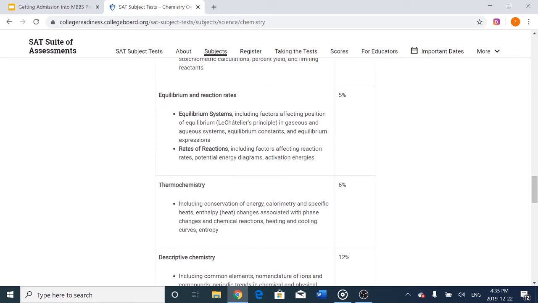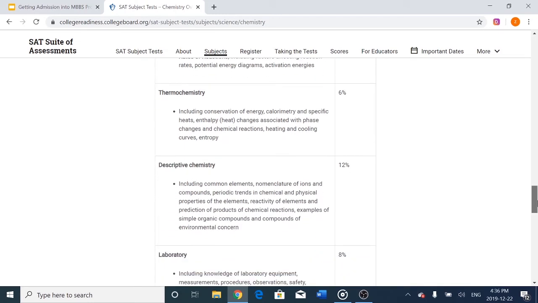So thermochem, you're gonna need to know conservation of energy, calorimetry, specific heat, enthalpy, and so on. You're gonna have to know all of that stuff, heating and cooling curves. Like I said, activation energies, those diagrams with exothermic, endothermic.